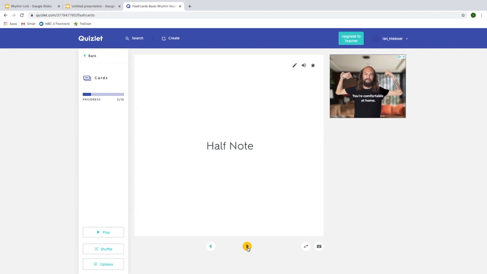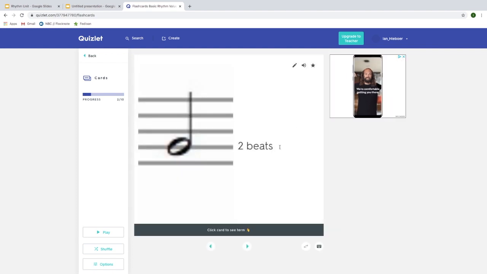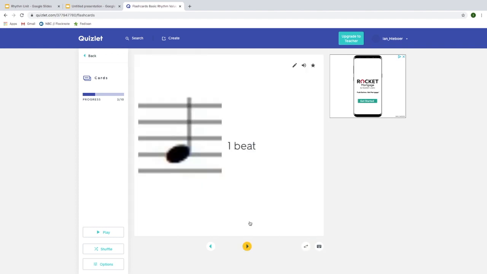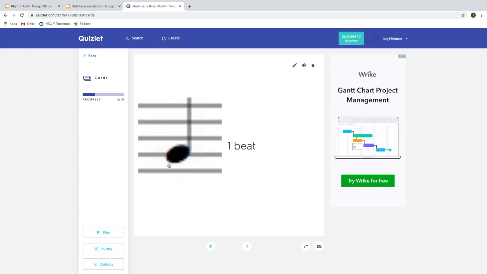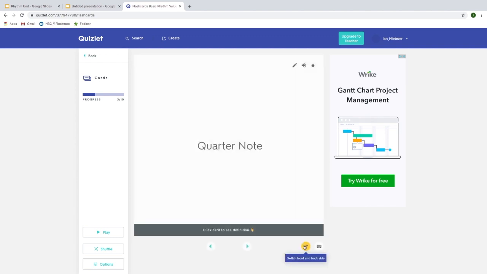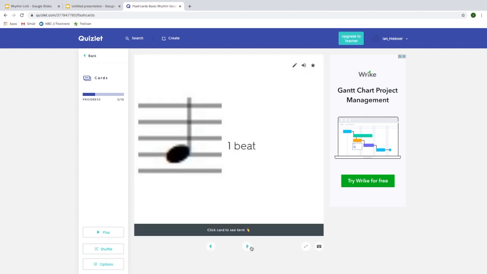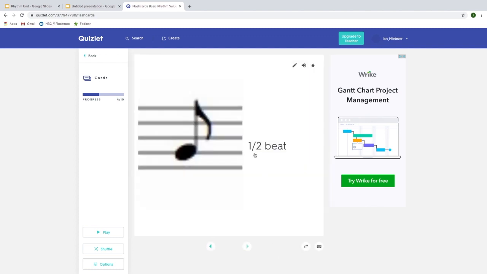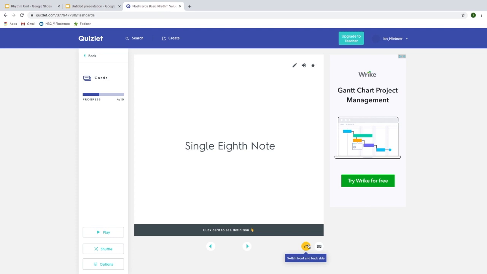Okay, a half note that we said is worth 2 beats, right? Flip that over, and that's exactly right. Oh, look at that guy. He doesn't have any hair. 2 beats, very good. So let's see. This next one is 1 beat. It's a quarter note. Sorry, this is kind of blurry, guys, but the quarter note here is worth 1 beat. Let's try our skill one more time. Half of a beat. It looks like this. A half of a beat with 1 flag on it is our single eighth note.